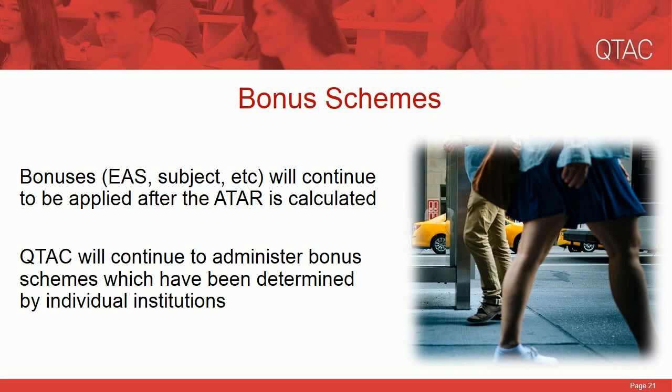These bonus schemes will continue after the transition to ATAR, and will simply be added onto the ATAR a student earns. For example, a student may have an ATAR of 84, and earn 3 additional bonus points for their school and a university subject, which would take their ATAR to 87. QTAC would then assess their course preferences based on an ATAR of 87.